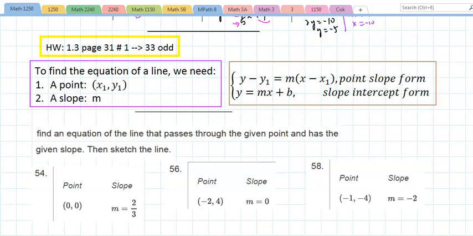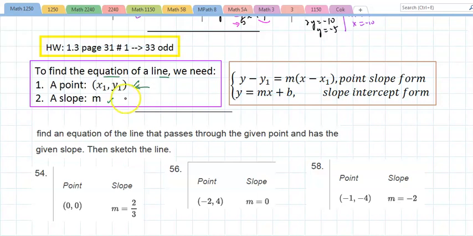Alright, now that we know how to find the slope, we would like to find an equation of a line. To find an equation of a line, we need a point and a slope. The point is given all the time. Generally speaking, the slope is something that you always have to find. That's why we found the slope first.